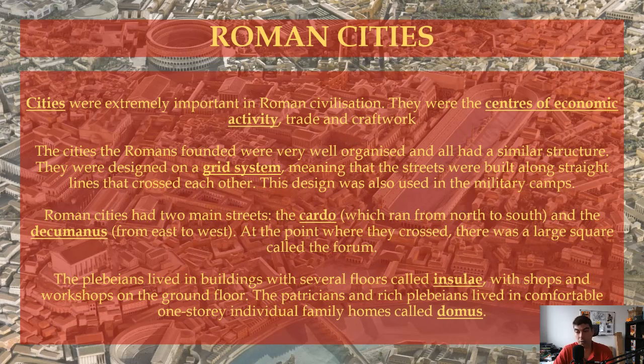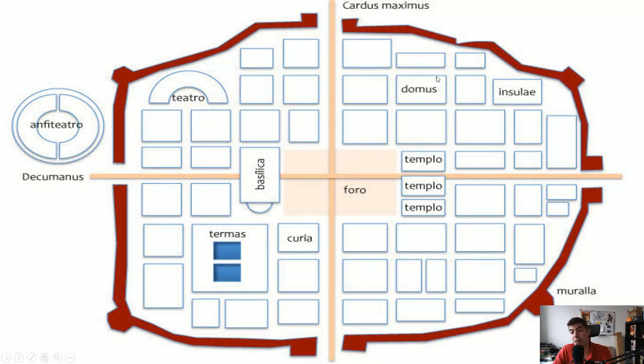The plebeians lived in poor buildings with several floors called insulae, islas, edificios de pisos, with shops and workshops on the ground floor, and the patricians and rich plebeians lived in very comfortable one-story individual family homes called domus, lo que usarían los chalés. So, let's see how a Roman city looked like.